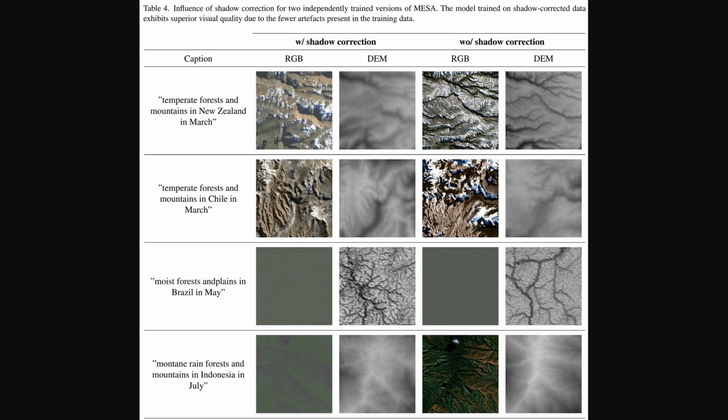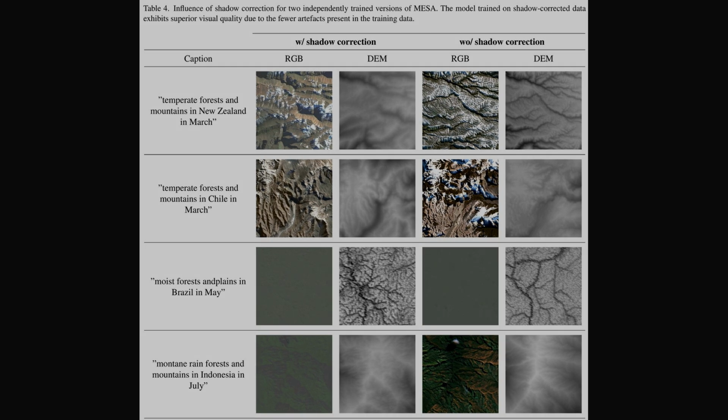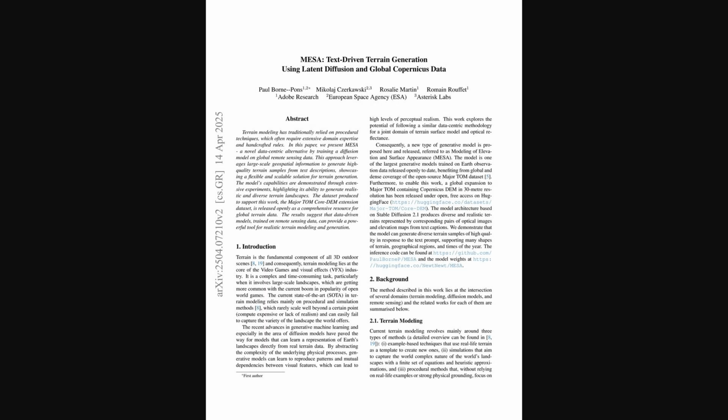Looking at the RGB images, well, the ones trained with shadow correction generally look a bit better. Maybe less visually distracting artifacts from those really dark shadow areas. The DEMs look pretty similar, but the visual quality seems improved. So yeah, it seems like even how you prepare the training data, like dealing with shadows, can make a difference in the final visual quality.